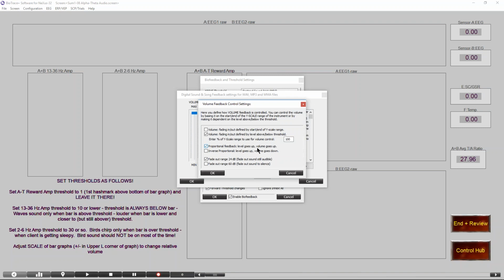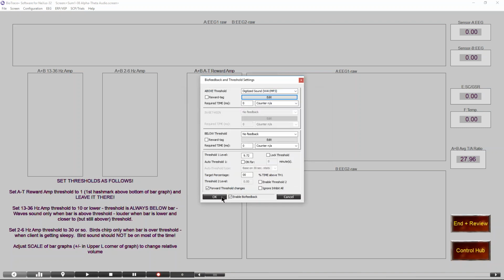Direct proportional, the level goes up. So if the bar graph goes up, the volume goes up. Inverse proportional, if the bar graph goes up, then the volume goes down. So it's the inverse setting. And then you can set a couple of variables. You can have the volume change related to the Y scale or related to the distance above the threshold. And you can have it fade out a little bit so you can still hear it, or completely so you can't hear it at all at the lowest setting. So those are the settings.